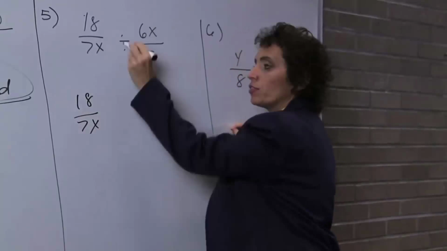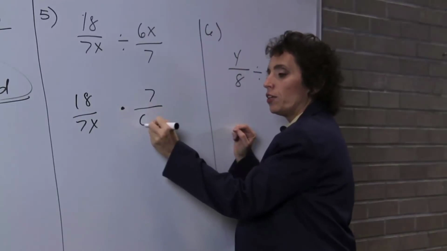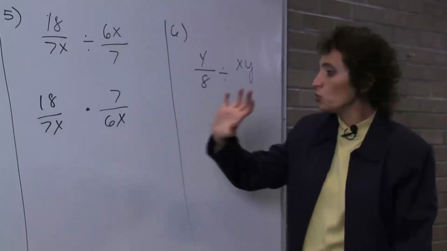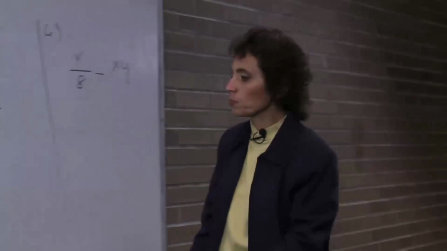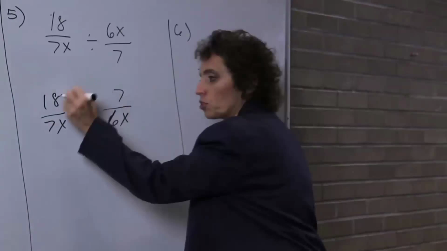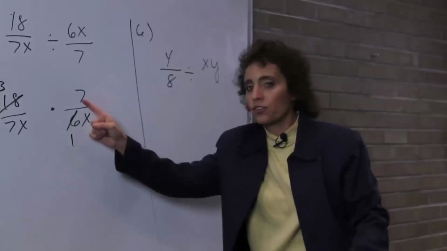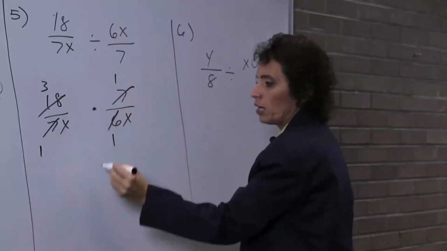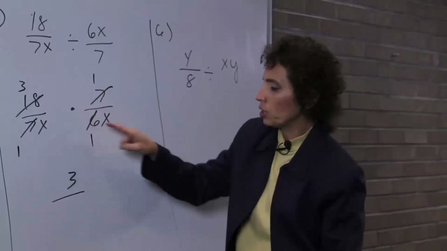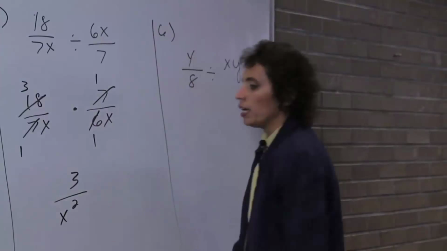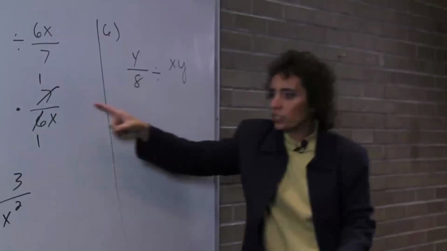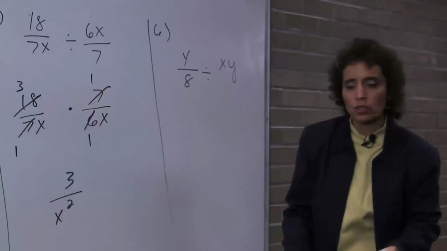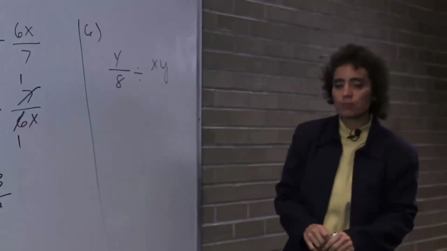18 over 7x, division changes to multiplication. 7 over 6x because I flip. Okay, let's reduce. I'm seeing lots of reducing possibilities here. 6 goes into 6 once. 6 goes into 18 3 times. Now we got the 7s. Good night, 7s. So we got 3 on the top. And we got x times x, or x squared. If you wanted to do that straight across the multiplication, because you might have thought it was easier because you have variables, you could have. I just thought the numbers were going to get way too big, so I didn't bother doing that. Okay? Last question.